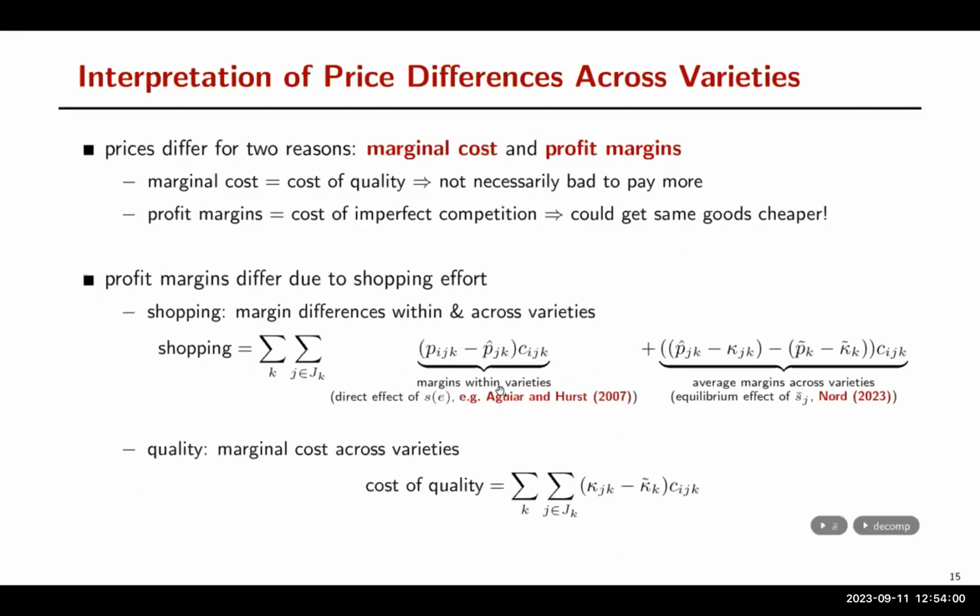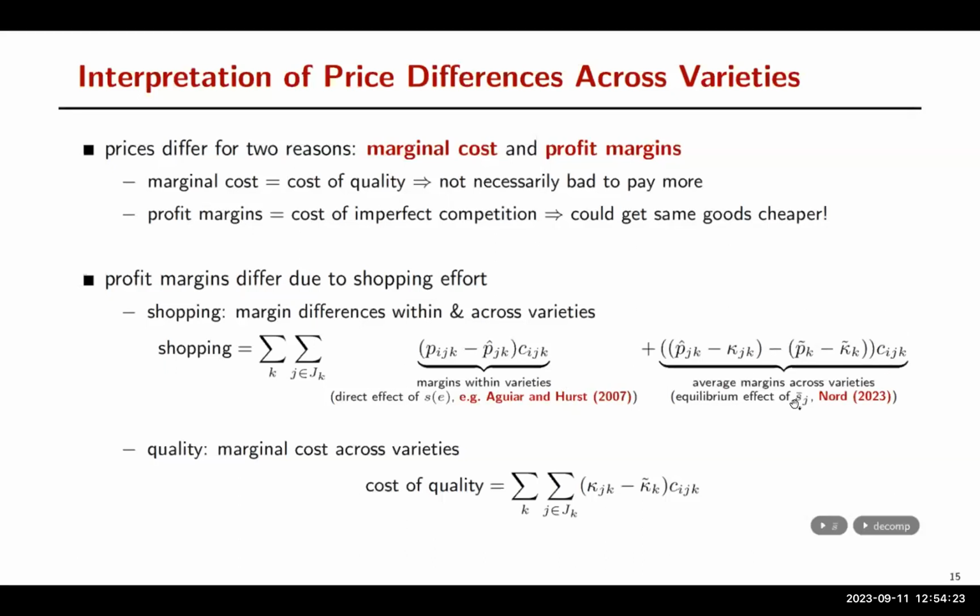The first is that differences in the prices paid for exactly the same apple are just pure differences in profit margins for the same apple, and they arise from differences in individual shopping effort, okay? This is the standard Aguiar-Hurst story about how shopping affects inequality. I'm searching more, then I'm getting a lower price for exactly the same item.